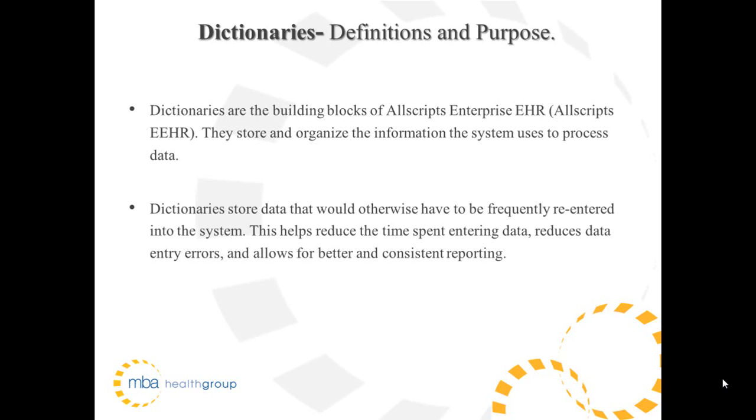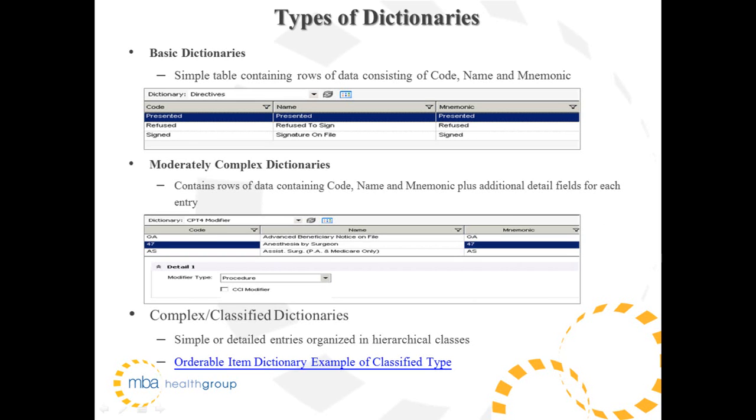In Allscripts Enterprise EHR version v11.2, at this point there are about 200 dictionaries. In this presentation, I will be only covering 3 dictionaries and explaining the relationship between them. Before I do that, I will talk about different types of dictionaries.